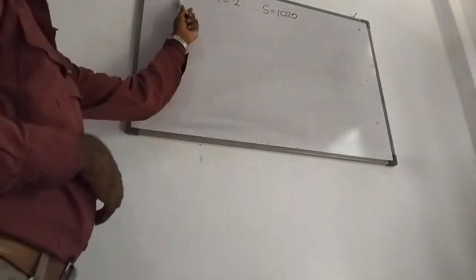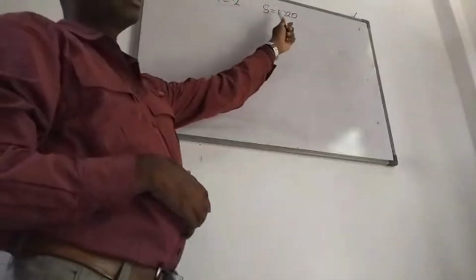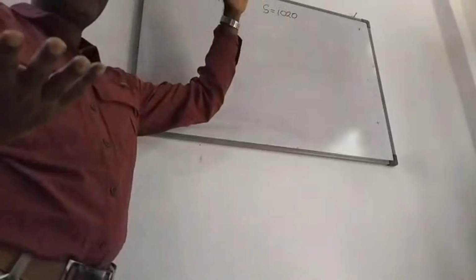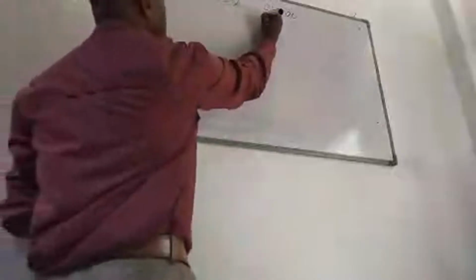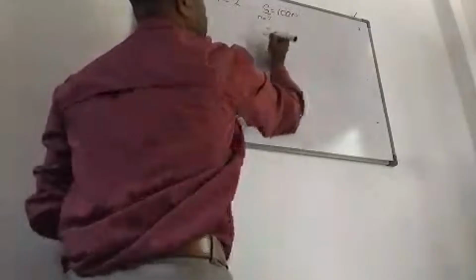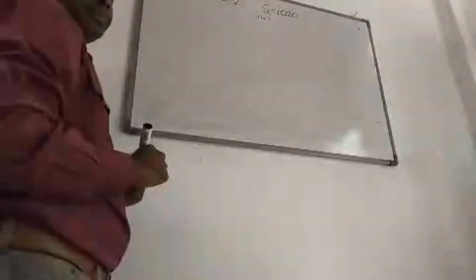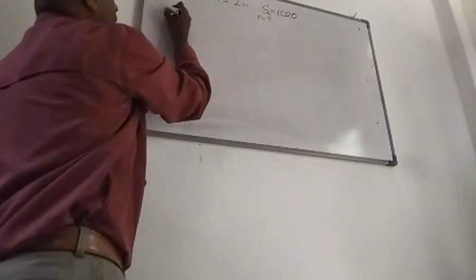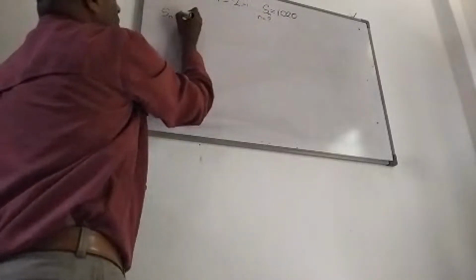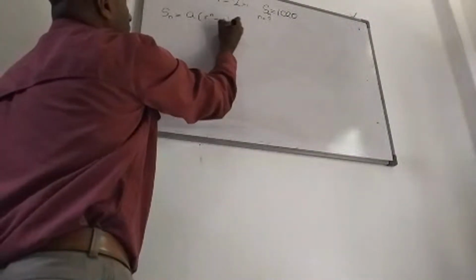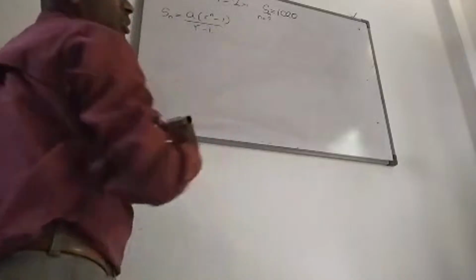They have given the first term, common ratio and the sum. How many terms need to be added? How many terms means they are asking us to find n. Sn is given. R is greater than 1, then we can use the Sn formula: a times r to the power n minus 1, divided by r minus 1, for a geometric progression.